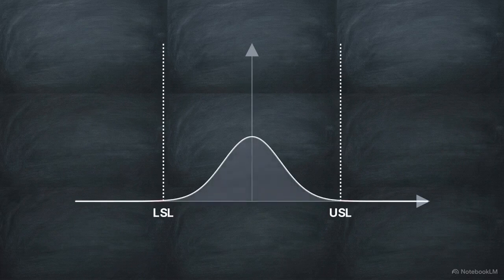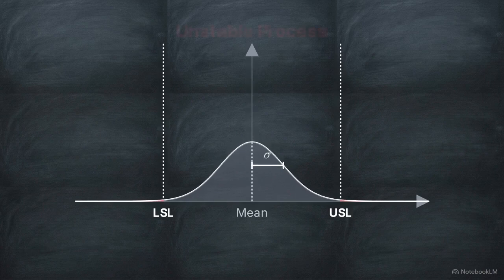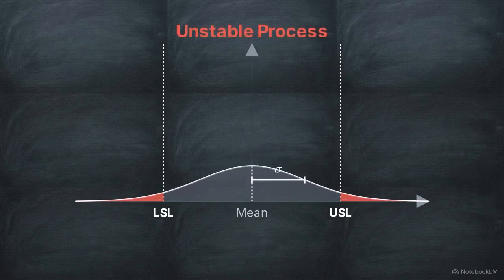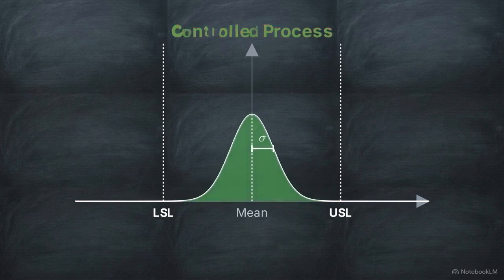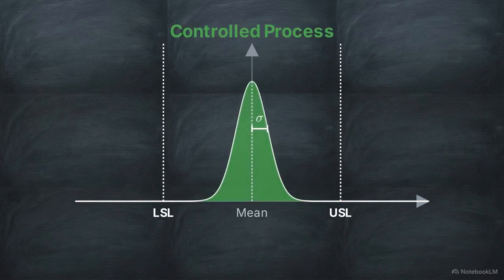To measure how far this production data spreads out from its average center, engineers use a mathematical metric called standard deviation, represented by the Greek letter sigma. The shape of this curve reveals the stability of the machine. A large sigma means the data is widely scattered, indicating an unstable process. A small sigma means the data is tightly clustered, proving the process is highly controlled.